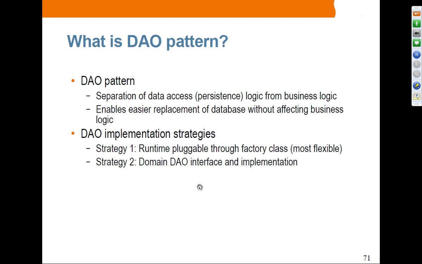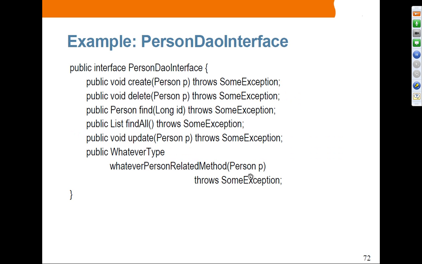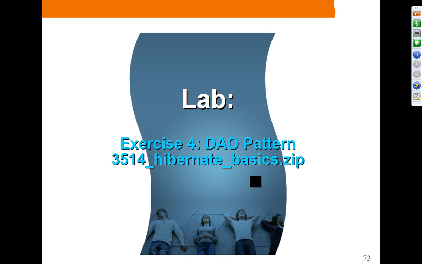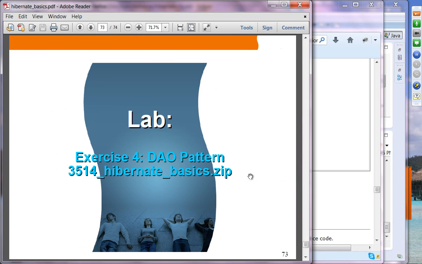You can implement the implementation strategy as runtime pluggable through a factory class, or you can have an interface and an implementation. So the idea is this. This is an interface. You can see create, delete, find, find all, and update. These are all business-level APIs. How these APIs are implemented underneath is the implementation detail, and that implementation can change. All right, so let's take a look at exercise 4.